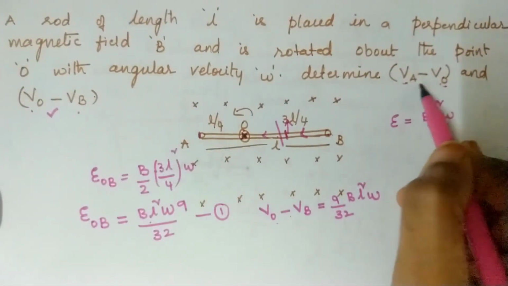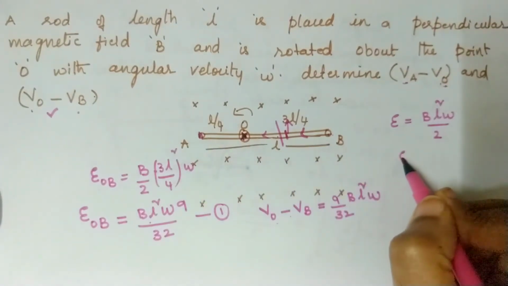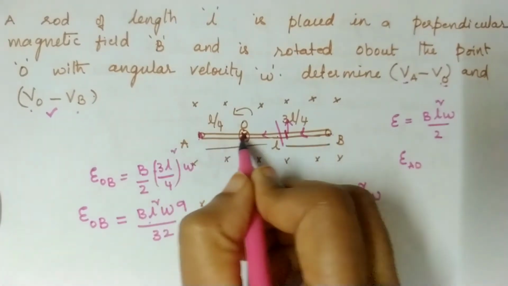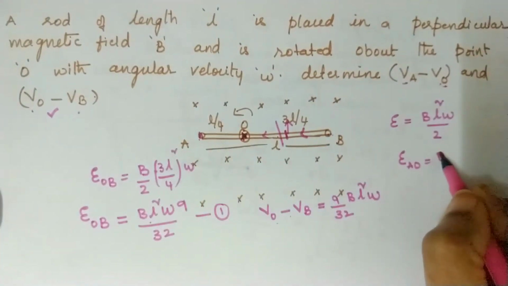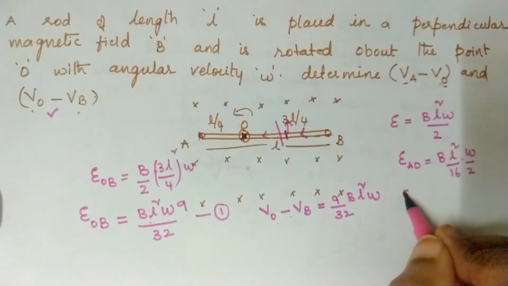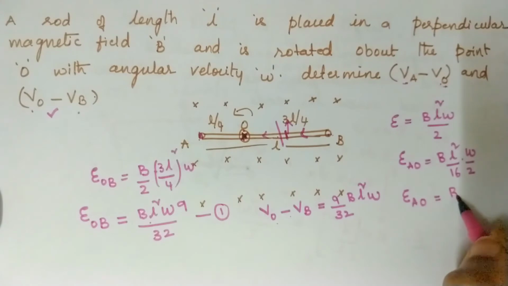Similarly, come to VA minus VO. That means for this end of the rod, what is the induced EMF across the end AO? Because its length is L by 4, it is BL square by 16, because L has become L by 4, into omega by 2. So the induced EMF across A and O is BL square omega divided by 32.